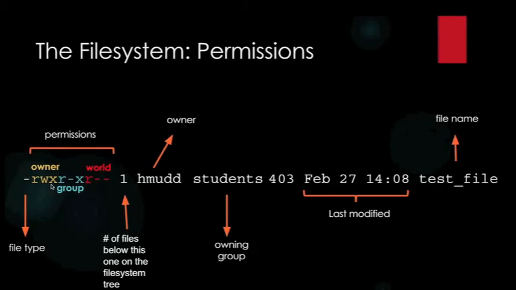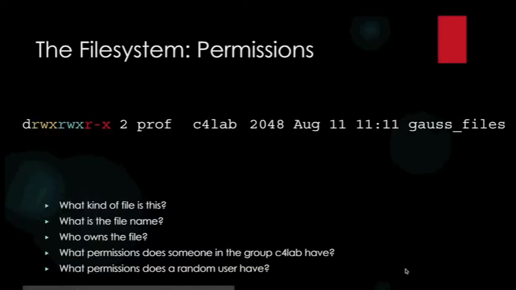In this example, we see that the file owner has read, write, and execute permissions. The file group has read and execute permissions, and the world has read-only permissions. If a user does not have a certain type of permission, a hyphen appears instead of an r, w, or x. Let's look at another example.